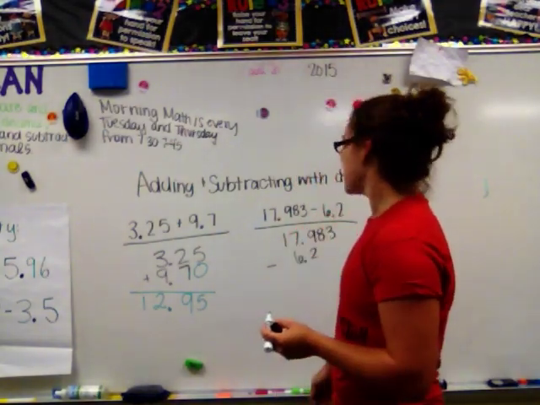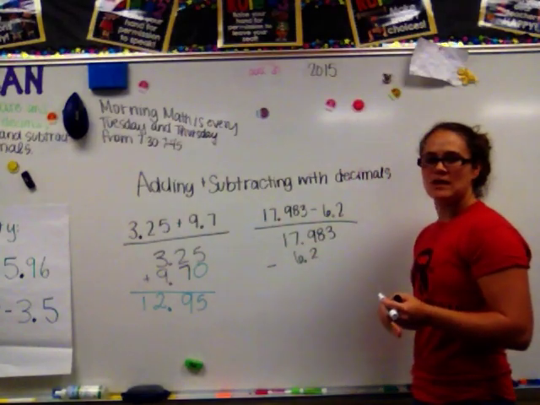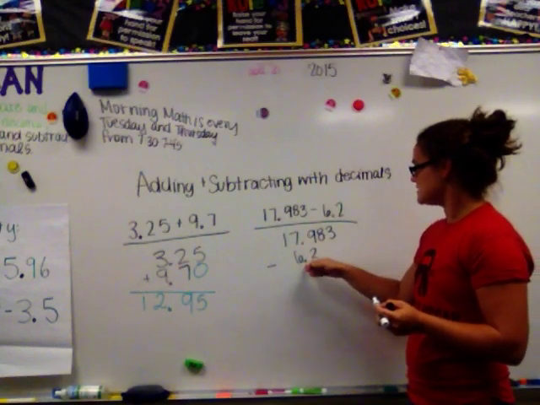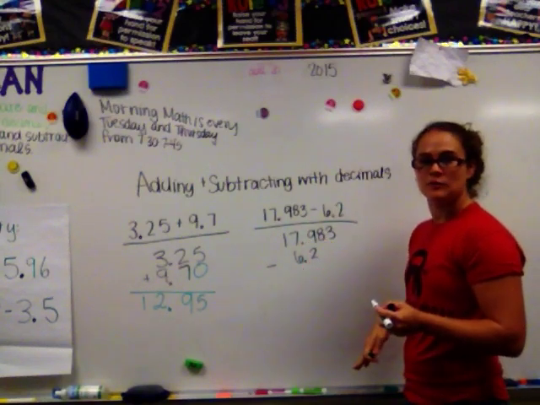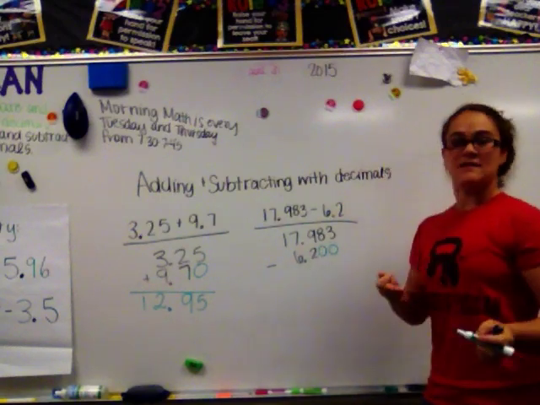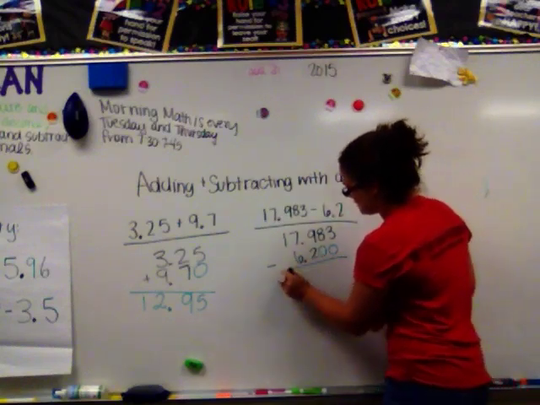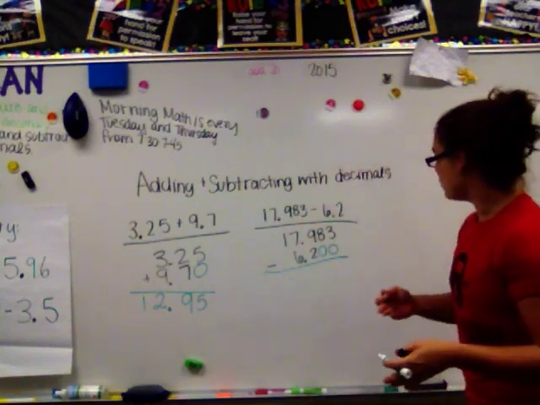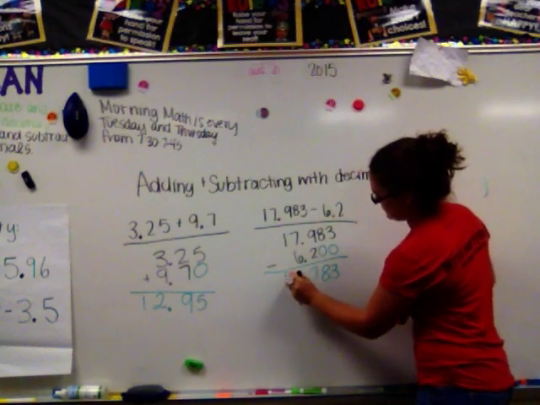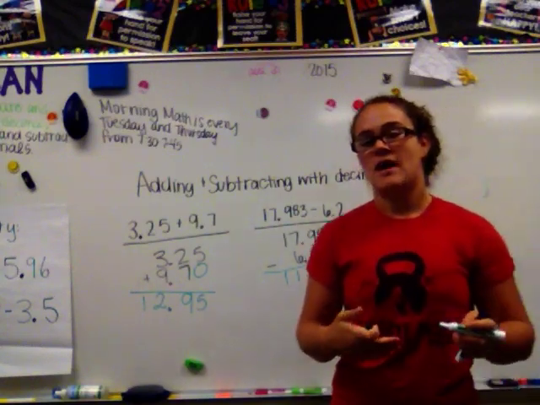So we're going to try a subtraction one as well. I've got 17 983 thousandths minus 6 2/10. So I've stacked these, and you can see I've lined up my decimal. So I'm going to fill in my zeros because 2/10 and 200 thousandths are equivalent. And then I'm going to subtract just like I'm dealing with whole numbers. Okay. And I get 11 783 thousandths.